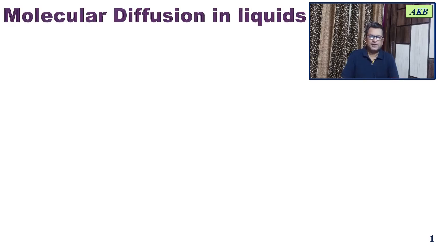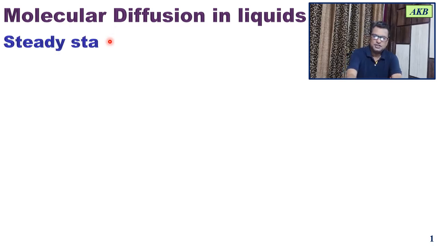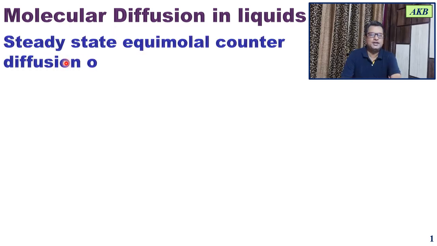So the title for my discussion is: this is a continuation of molecular diffusion in liquids. As I said, molecular diffusion in liquids, and today I'll be talking about steady state equimolal counter diffusion of liquids A and B. We are going to consider a binary system where there are two liquid components, liquid A and liquid B, and there is steady state equimolal counter diffusion of these two liquids. For this case, we will be getting an equation to find out the rate of diffusion of A and then the rate of diffusion of B.